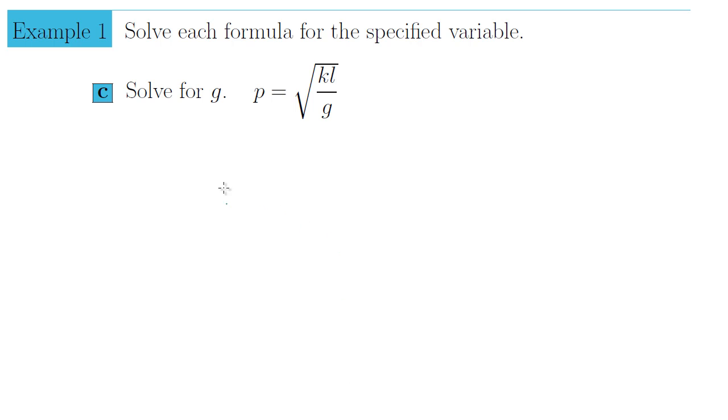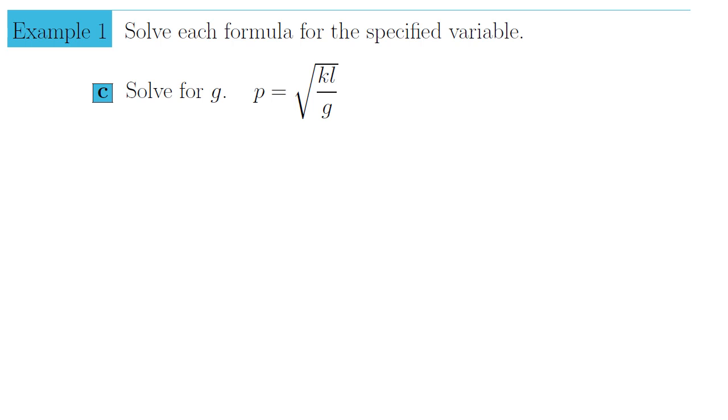So here's the third formula we want to solve. We're solving for g in the formula p equals square root of KL over g. This is an actual formula that you'll run into in physics. It describes how long it takes a pendulum to make one oscillation, so this is the period of a pendulum. But it doesn't matter, we're just going to solve it for g.